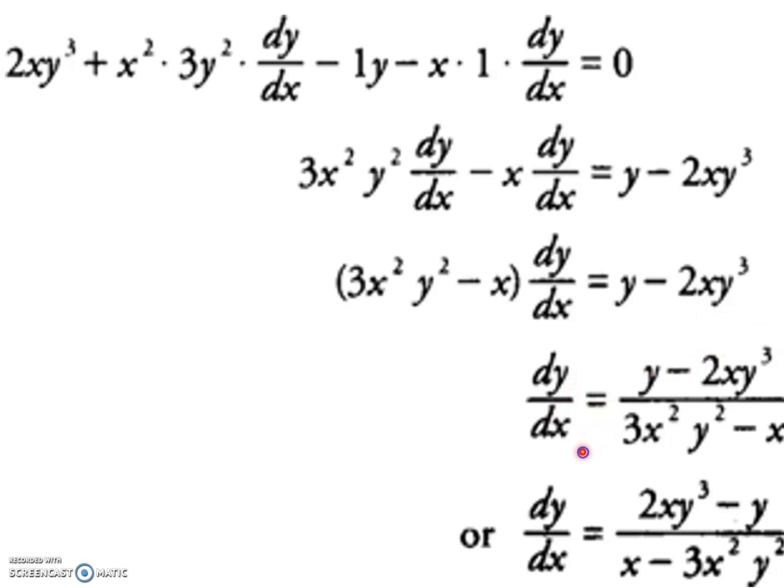In this way, dy by dx is equal to y minus 2xy cube upon 2x square y square minus x. Therefore, dy by dx is equal to 2xy cube minus y upon x minus 3x square y square. In this way, we have to take the derivative.